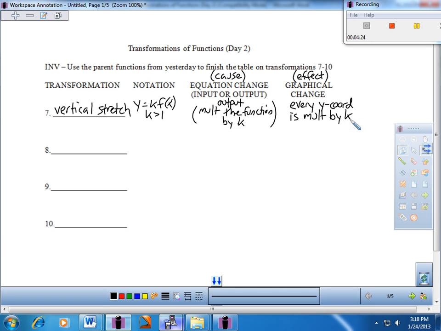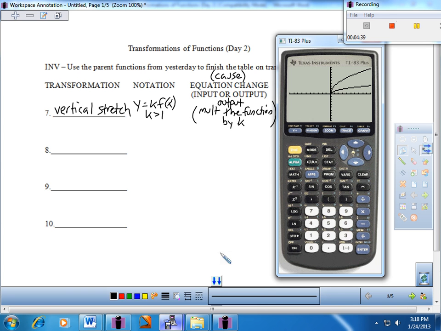So if you kind of think about this, take all the original y coordinates on the original function and multiply them by 3. And what they're going to do is stretch them away from the x-axis. I'm going to bring it up one more time just in case that verbal explanation doesn't register.